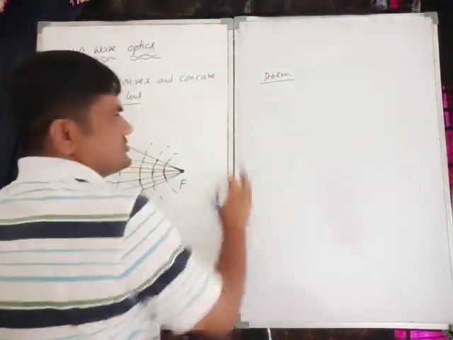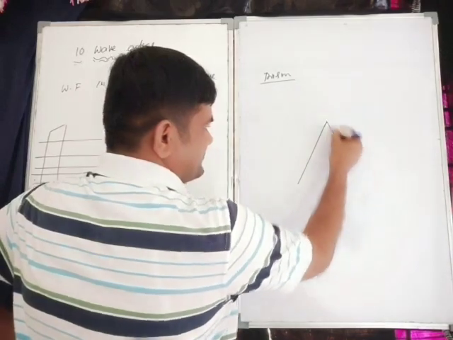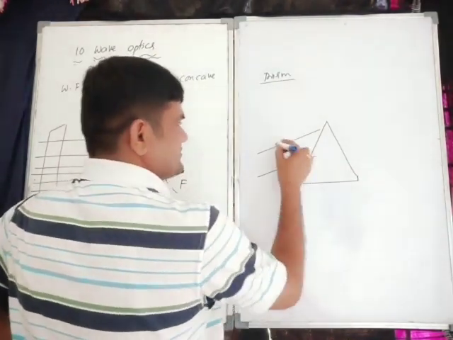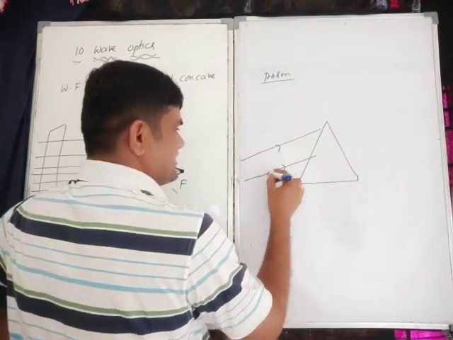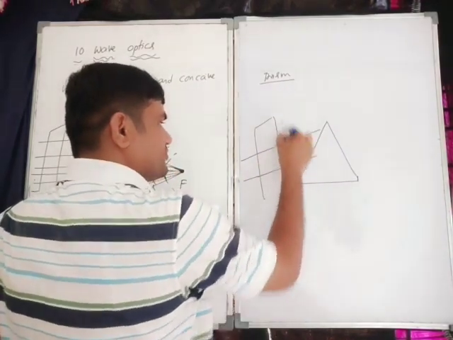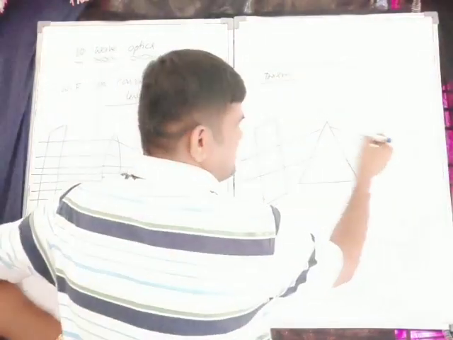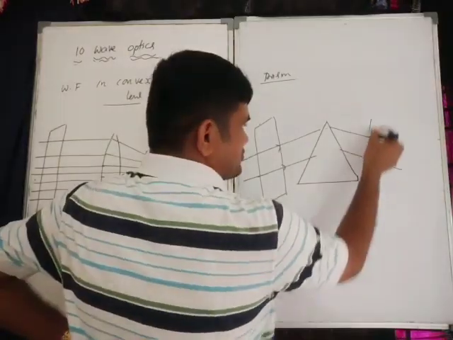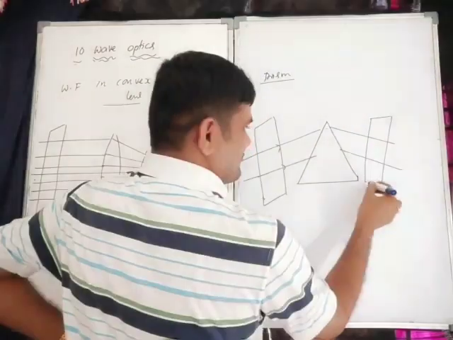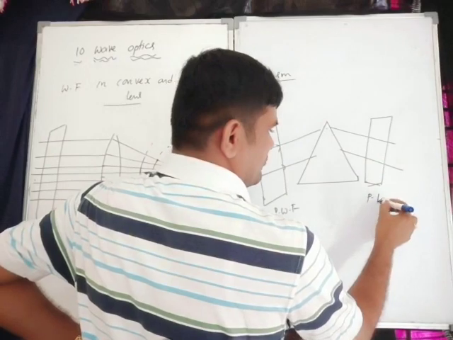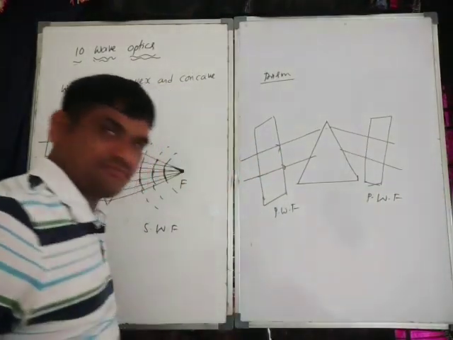Similarly, through a prism. I will consider the prism like that itself. These are the incident rays, in which direction a plane wavefront forms before refraction. Yes or no? After that the emergent rays come in this direction. There also again the wavefront is a plane wavefront. Here also a plane wavefront, in a prism.